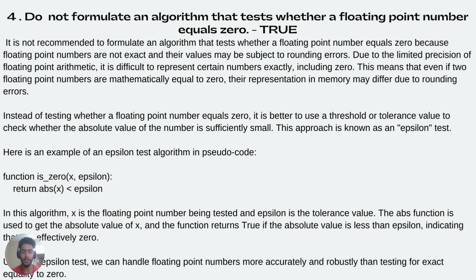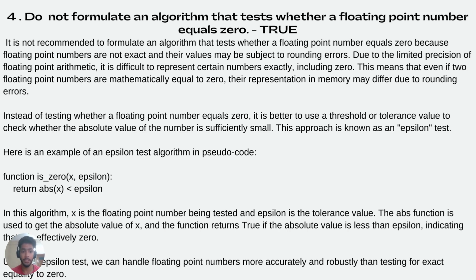So in most of the cases they are rounded off. That's why we shouldn't use it again and again. And due to the limited precision, it is really difficult to represent certain numbers exactly, including zero. This means that even if two floating point numbers are mathematically equal to zero, their representation in memory may be different due to the rounding errors.